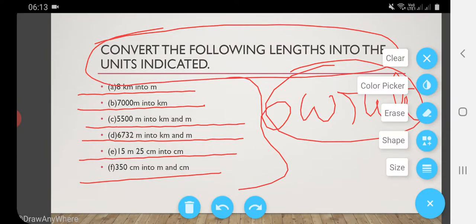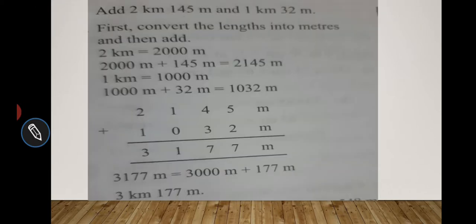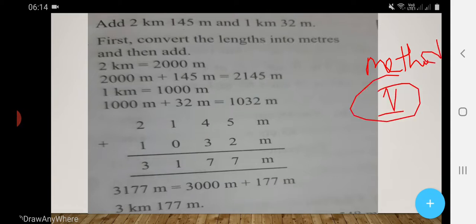Next, addition of length. There are two methods for addition of length. This is method 1. Write this in your copy. Method 1. Add 2 kilometer 145 meter and 1 kilometer 32 meter.